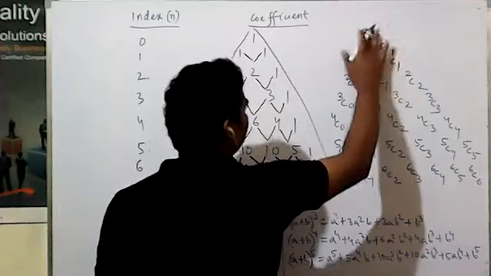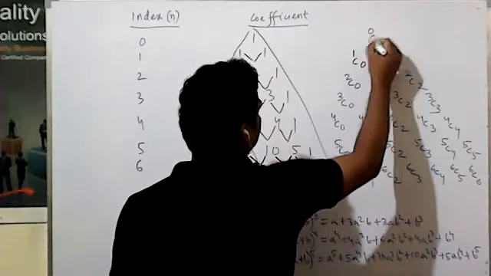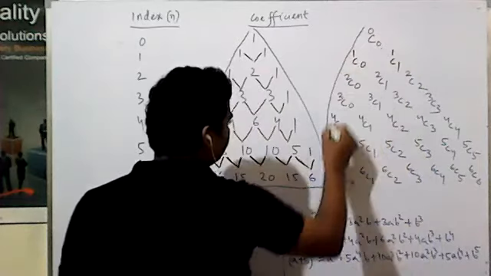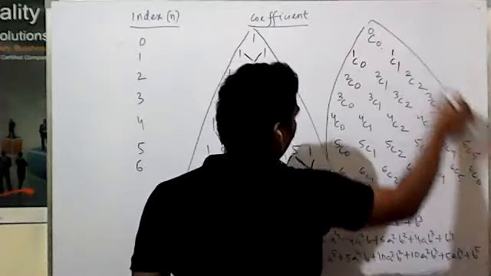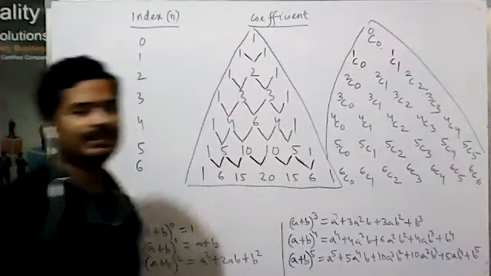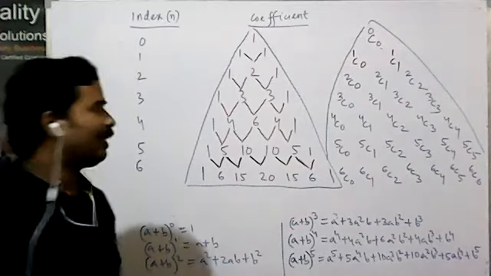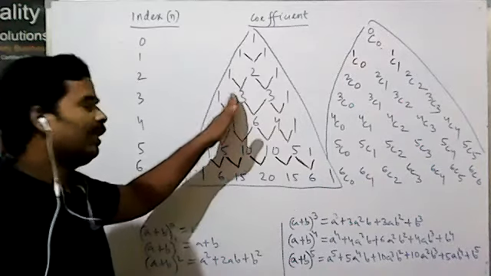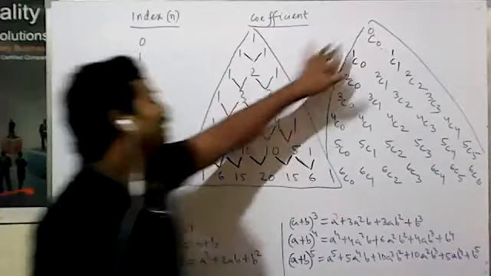These are the basic values, that is 0C0. These are the basic values in the form of a combination. This is the combination format, and this is the normal format. You can find out easily.